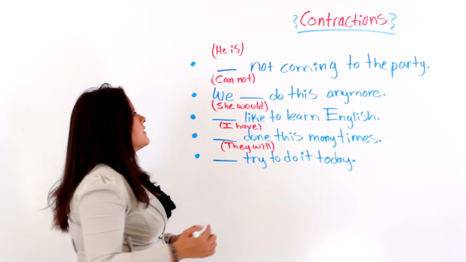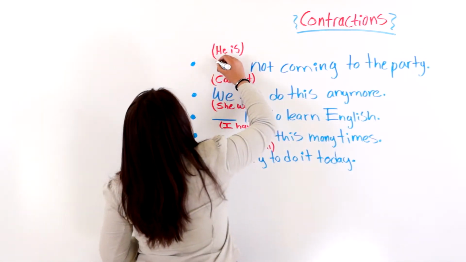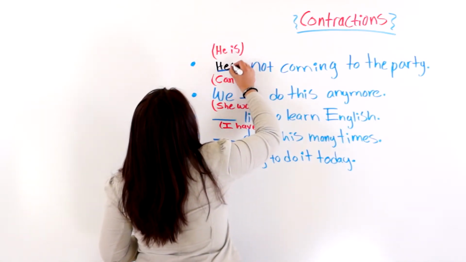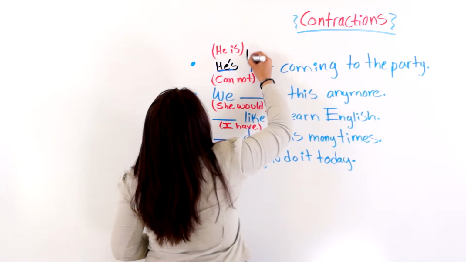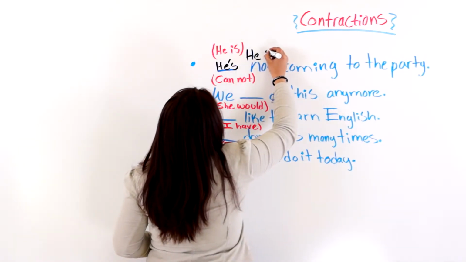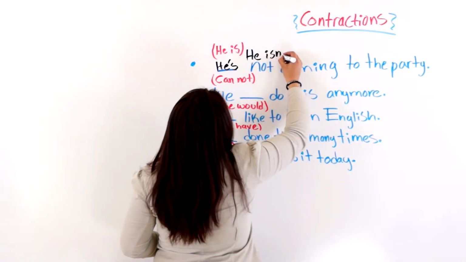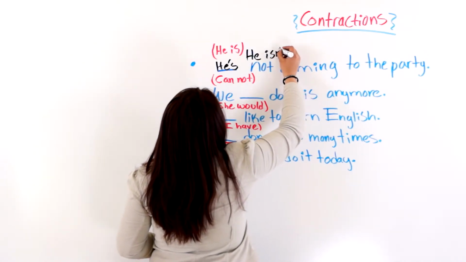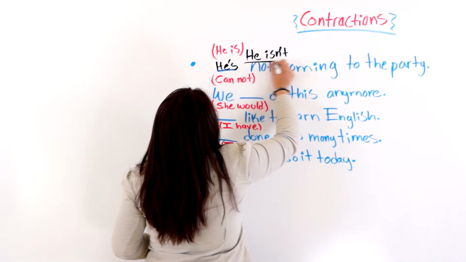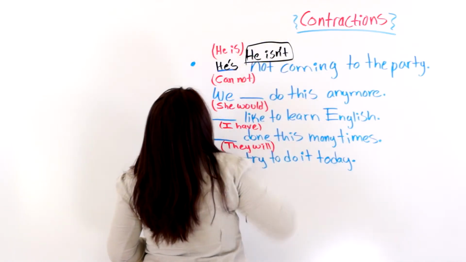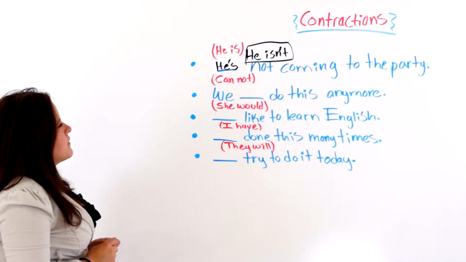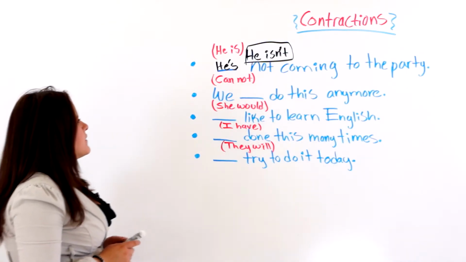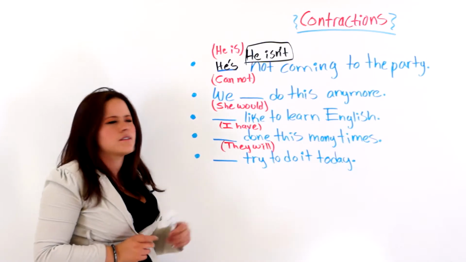You could say he's not, right? He's not. Or you could say he isn't. Okay, this is another way. He isn't, or he's not coming to the party. Instead of saying he is not, all right? You could say he's not, or he isn't, okay?